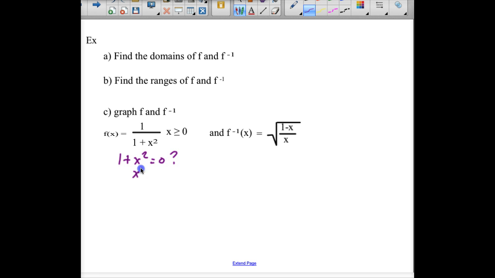Well, I don't know if you noticed, but x squared will always equal a positive number, and if you subtract 1, you'll get a negative number. And the only way for x squared to equal -1 is if we're using imaginary numbers, but we're not. So this could never equal -1, which means that could never equal 0. So this function has a domain of all reals, which means that the range of f inverse would be all reals.